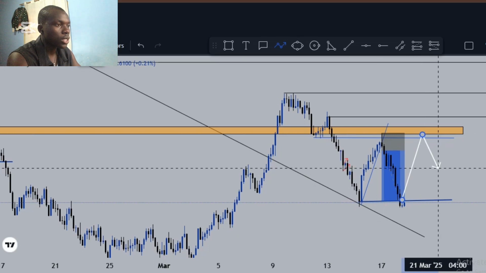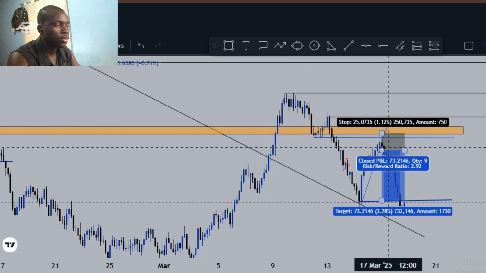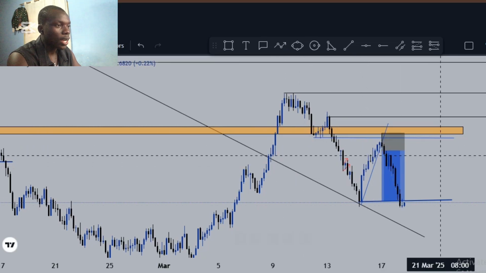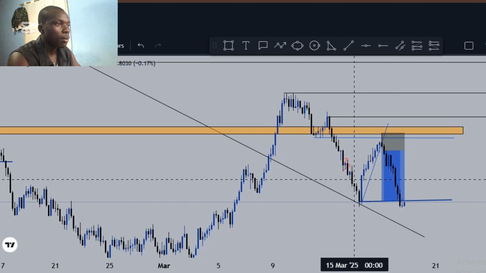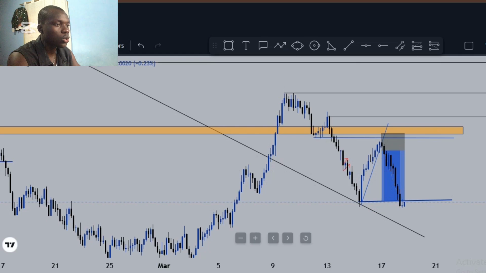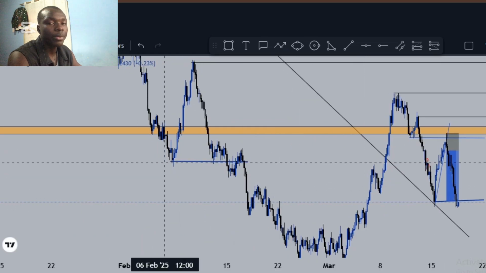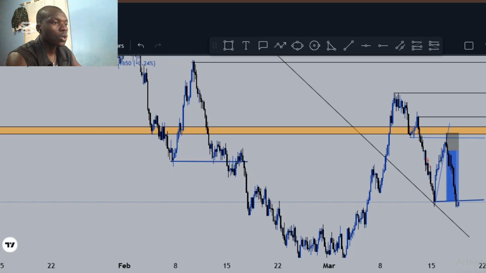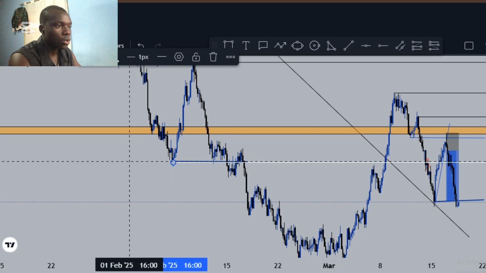So let's try to check for a new entry point. That's where I want us to enter the trade. So on the 4 hour now, we can't wait for the market to come back to this zone to retest, because it has already retested on this zone. So let's check now a new entry point from this zone to this zone.